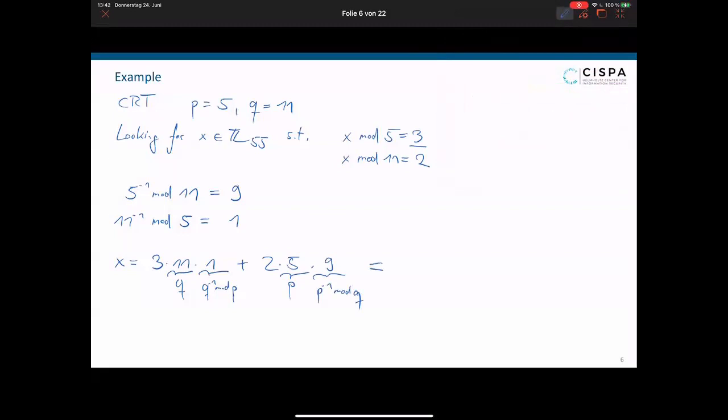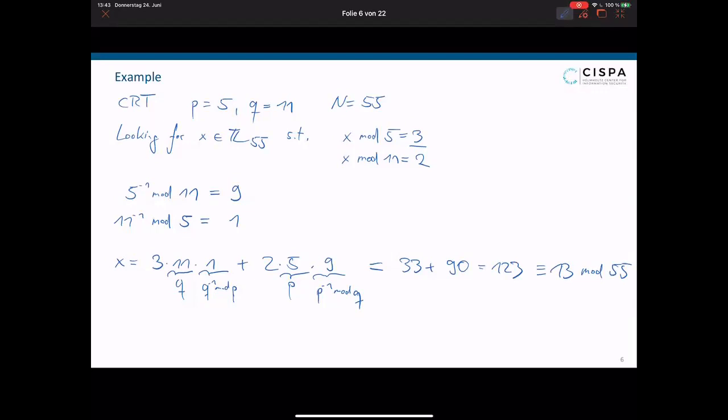And now we just need to calculate, right? 3 times 11 is 33 plus 90, and that's 123. And now let's reduce modulo 55, right? Our N is 55. So modulo 55, the nearest multiple is 110. This is congruent to 13 modulo 55. Good. And that's how we do Chinese remaindering.